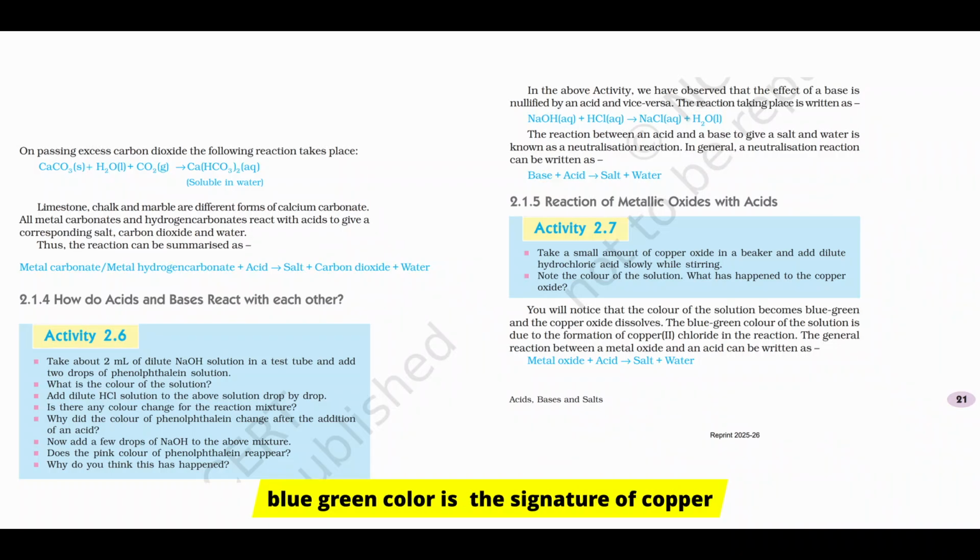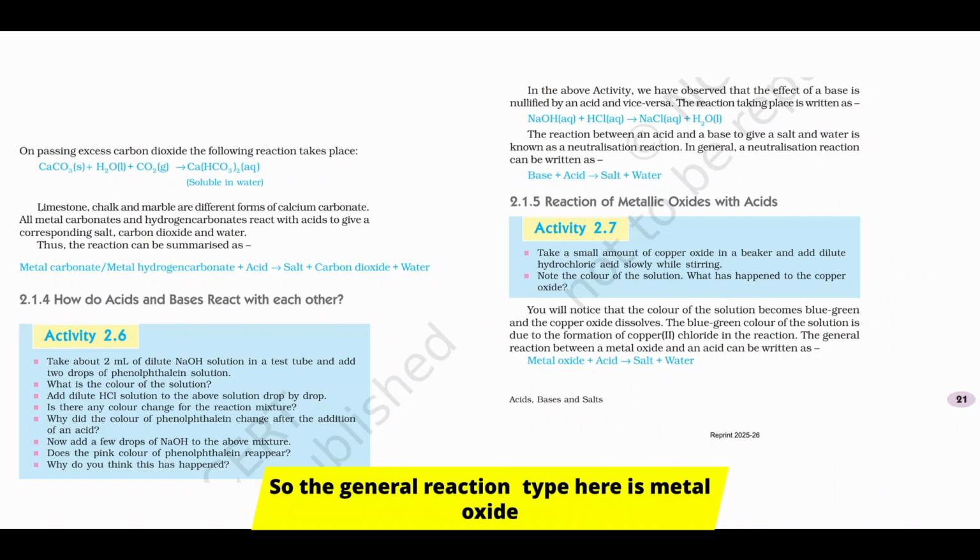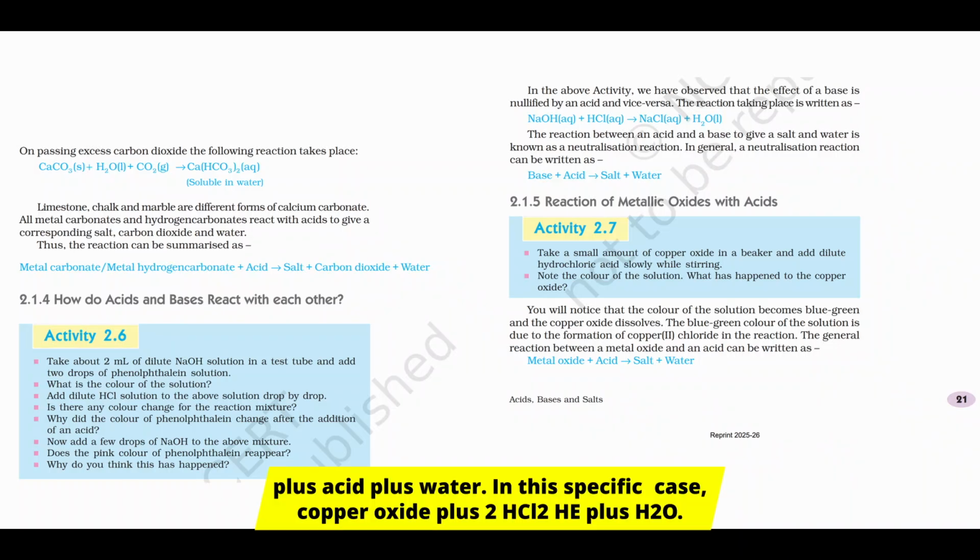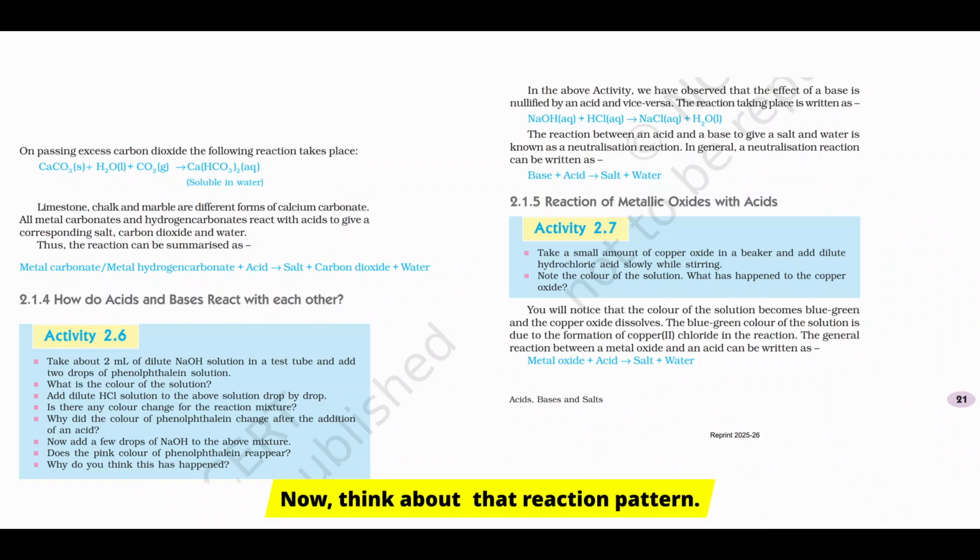That specific blue-green color is the signature of copper chloride, CuCl2, being formed in the solution. So the general reaction type here is metal oxide plus acid gives salt plus water. In this specific case, copper oxide plus 2HCl gives CuCl2 plus H2O. Copper oxide plus hydrochloric acid gives copper chloride, a salt, and water.